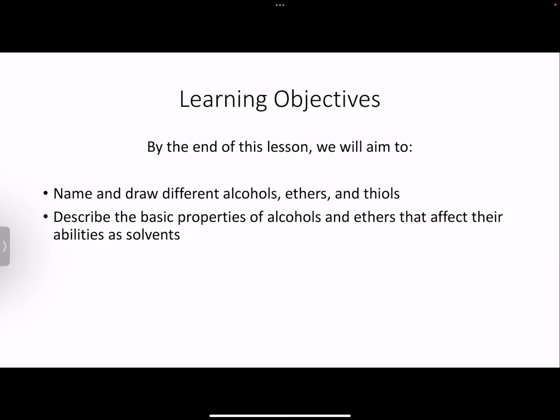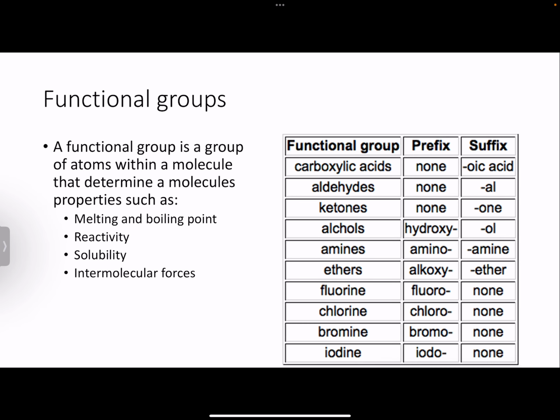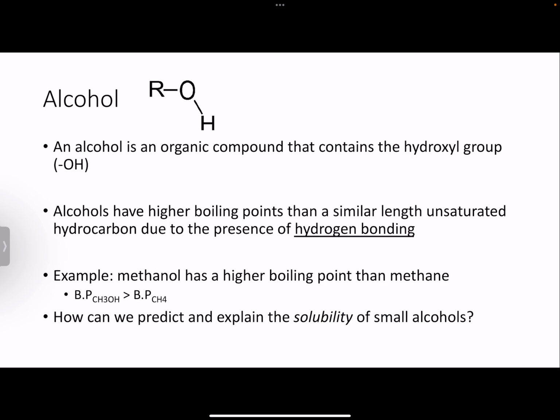So our goal here is to be able to draw the 3 different types and describe the basic properties that affect their abilities as solvents. Now that means they dissolve other components. So there's many types of functional groups. In this lesson, we're going to focus on the alcohol-related ones, and they affect the naming of the molecule as well, because we have to get across through the name that there is that. You can see the different factors that are affected, right? So this should be a common theme by now. So let's go through and see how this is similar to what we've already learned.